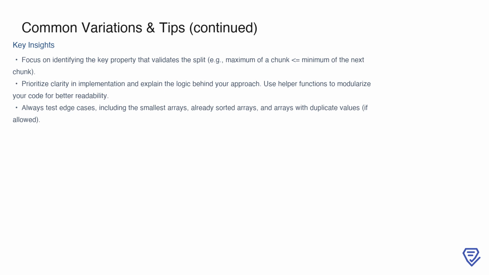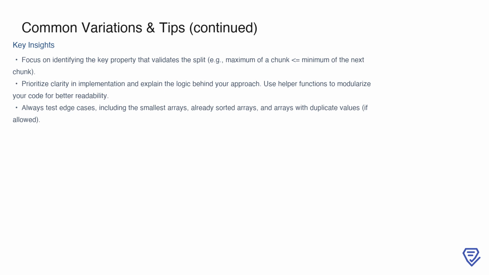Clarity in implementation is another critical factor. Breaking your solution into modular helper functions not only improves readability but also makes it easier to debug and explain your logic. Testing edge cases is essential as well. Be sure to account for scenarios like very small arrays, arrays that are already sorted, and arrays with duplicate values, if they're allowed in the problem constraints.